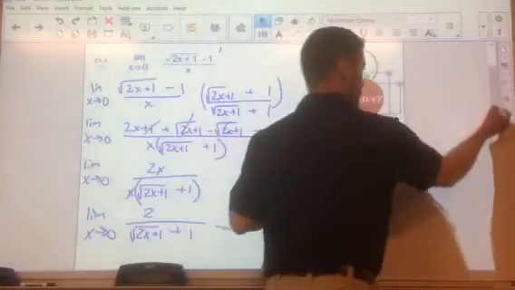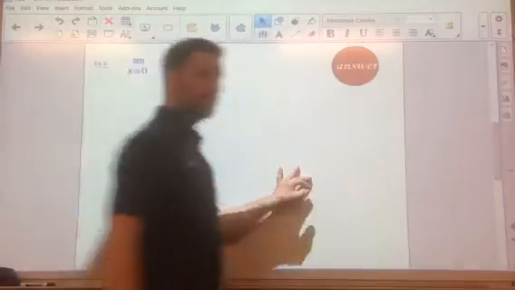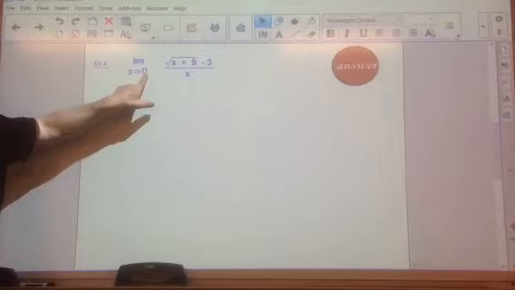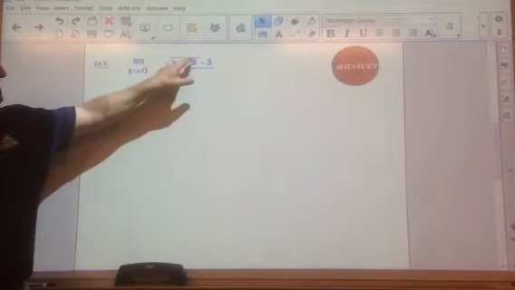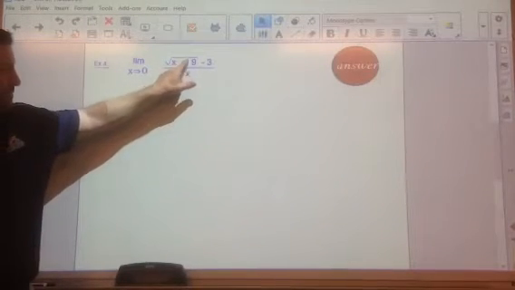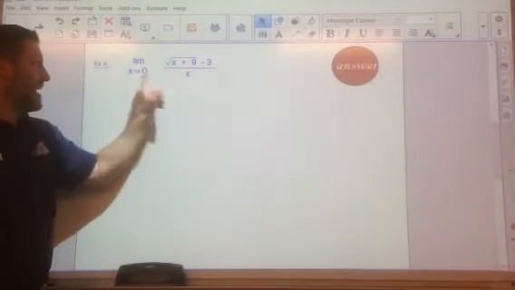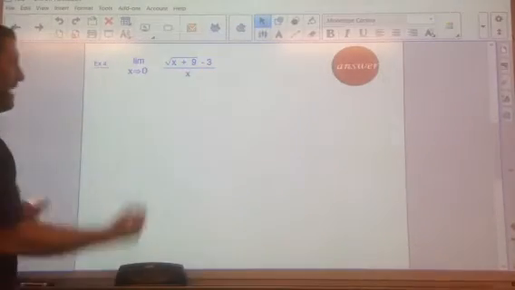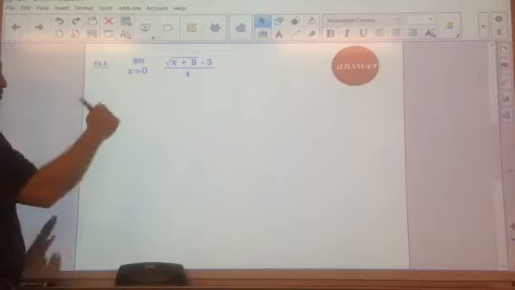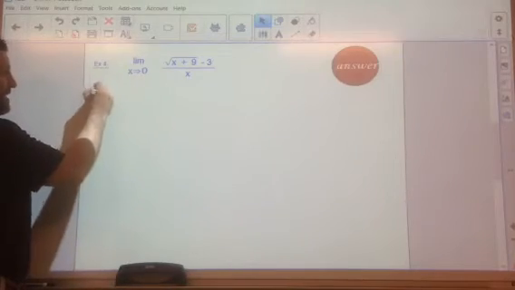Let's try another one of these. It's called rationalize the numerator. I try to plug in the 0 directly. I get 0 plus 9, root 9 is 3. 3 minus 3 is 0 on the top. I plug in the 0, I get 0 on the bottom. Okay, that doesn't work. I've got to do something with it. So I'm going to rationalize the numerator.